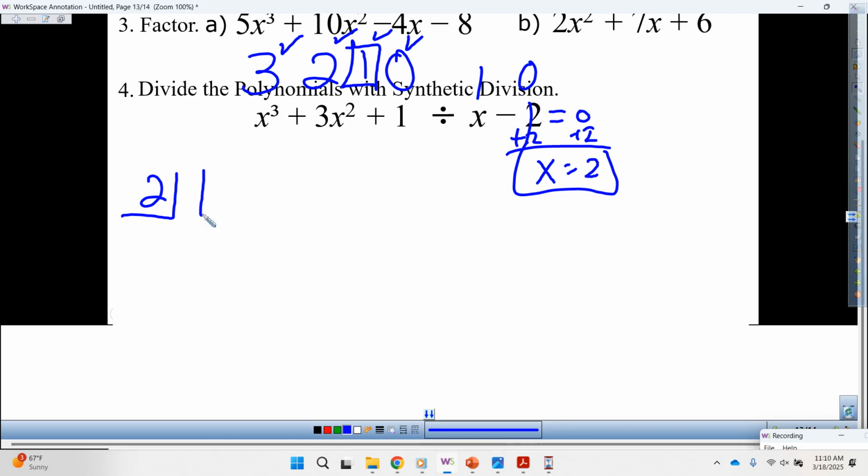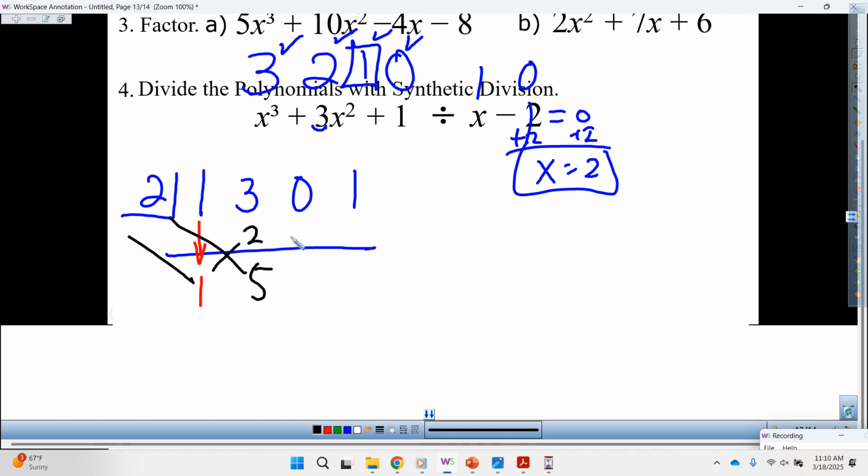What is the coefficient here? A 1. Second degree, what is the coefficient on the second degree? That's a 3. What is the coefficient of the first degree? There's no first degree, so I write a 0. And what is the number there for the 0 degree? That's 1. Bring down the 1. All right, multiply. 2 times 1 is 2. Combine, that's 5. 2 times 5 is 10. Combine, that's 10. 2 times 10 is 20. Combine, that's 21 as remainder.